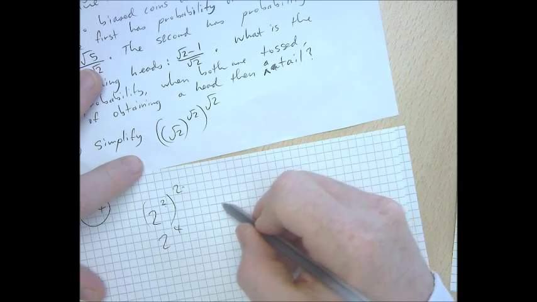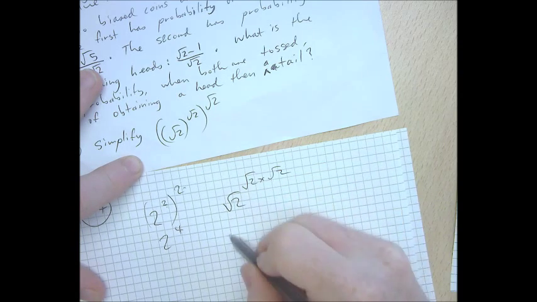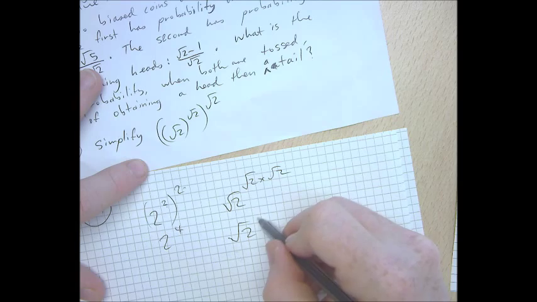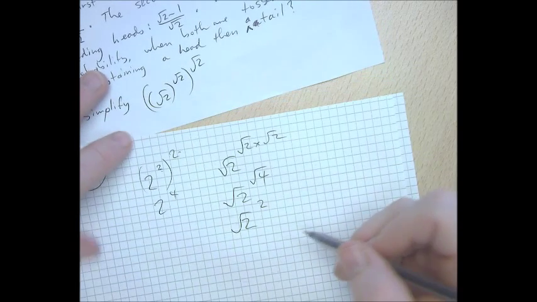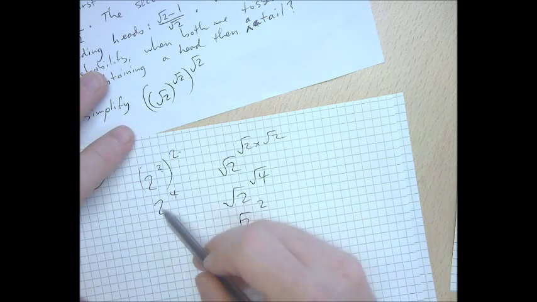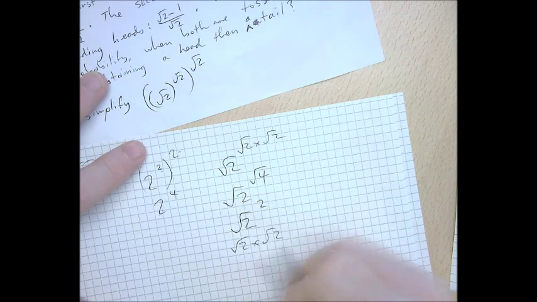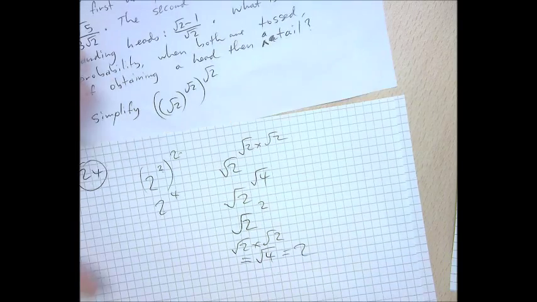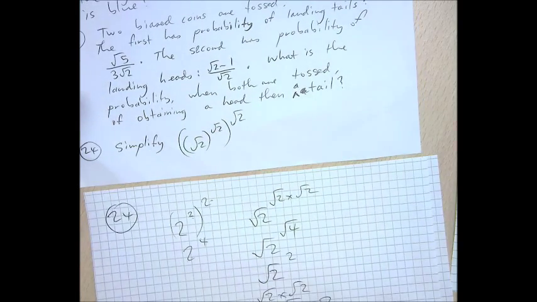I'm going to go root 2 to the power of root 2 times root 2. That's root 2 to the power of root 4, which is root 2 to the power of 2. And then, as I said, I would just do the powering. Root 2 squared is root 2 times root 2, which is root 4, which is 2. So that leads to the quite amazing fact that something as complicated as this can just come out to be something so simple.